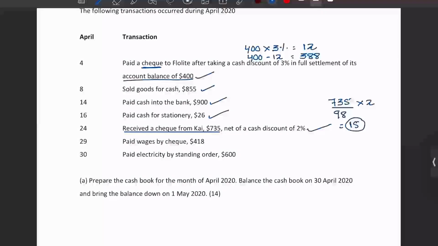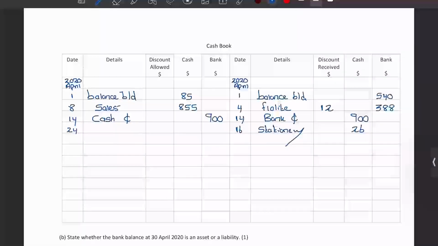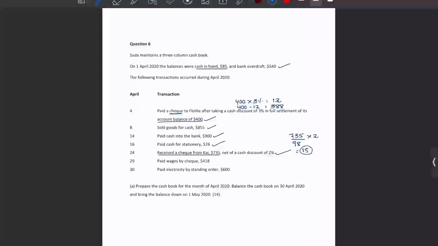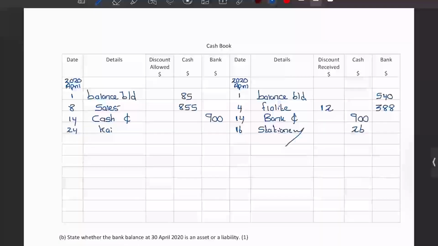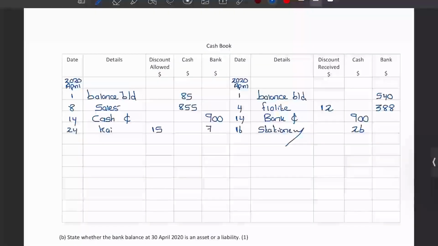When you receive a check, what will happen to money in the bank? Increase. So on the 24th, you are going to write K-A-I. How much is the discount? Discount is equal to 15. Put 15 in the discount column. And how much money did you get? 735. So enter 735 here because you are getting a check for 735. So money in the bank will increase by 735. That is done.